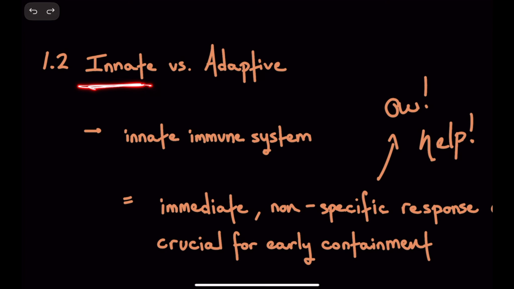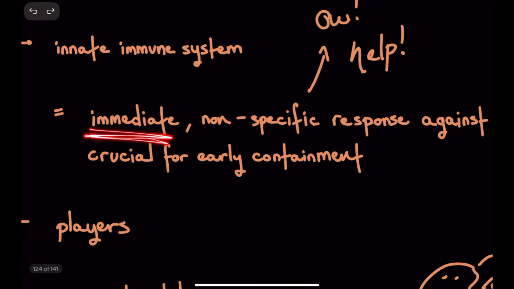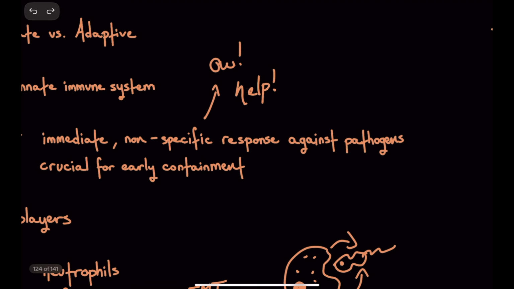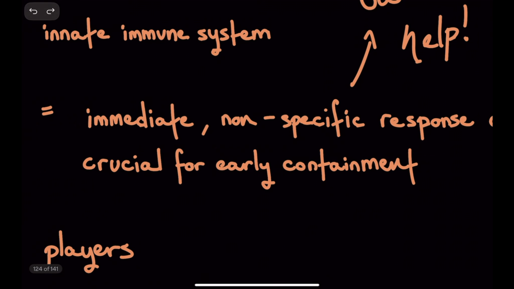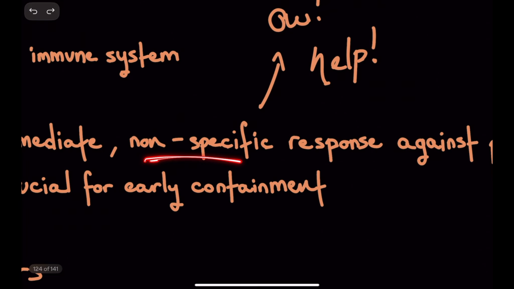The innate system is what we're starting with. This is your immediate and non-specific response against any pathogens. Okay, so anytime something foreign or damaging enters the body space. All right, so again, this is the quick, immediate response. However, with that rapidity, with that quick response time, we sacrifice specificity.